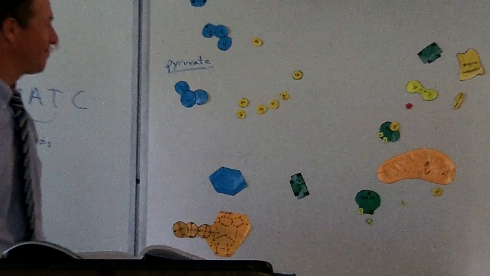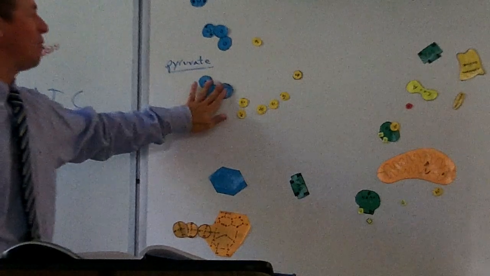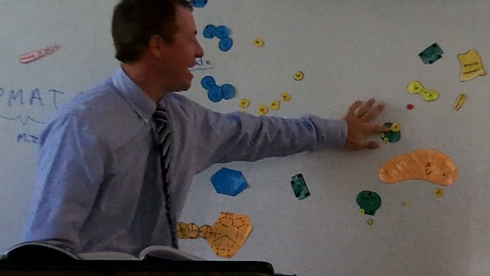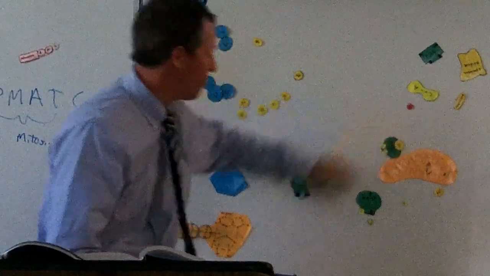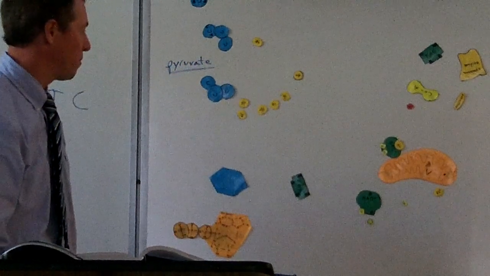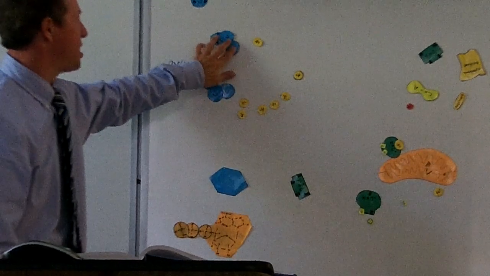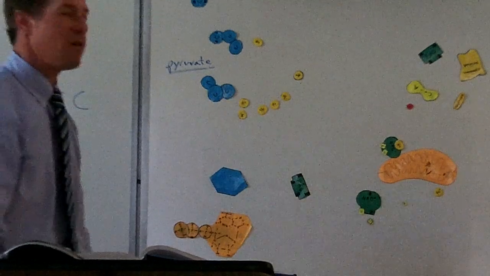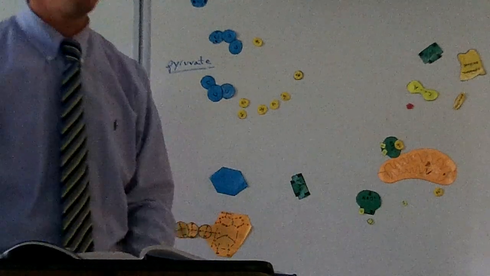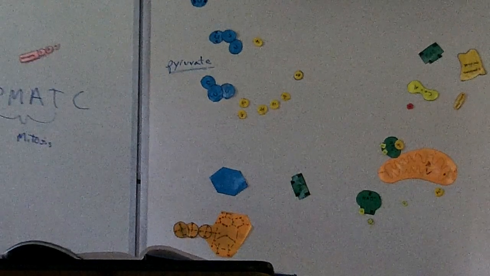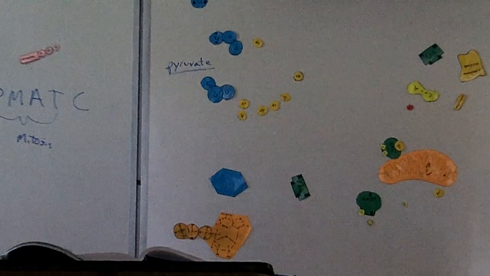What does pyruvate do? Pyruvate then will enter the mitochondrion, along with the NADHs that were formed. What's G3P? G3P is a molecule of glyceraldehyde 3-phosphate. That's in the Calvin cycle. That's what we formed at the end of the Calvin cycle in photosynthesis.